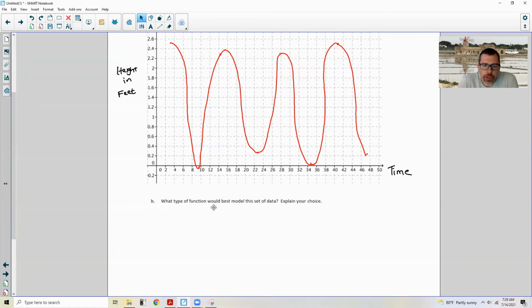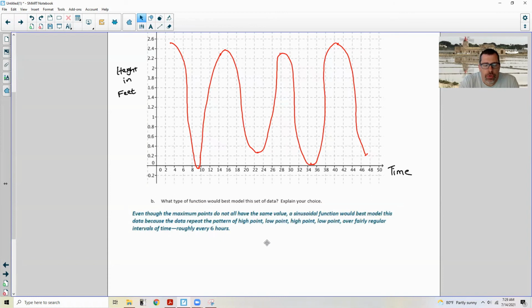Okay, so part B says, what type of function would best model this set of data? Explain your choice. So even though the maximum points don't have the same values, the sinusoidal function would best model this data because the data repeat the pattern of high point, low point over fairly regular intervals of time, roughly every 6 hours.